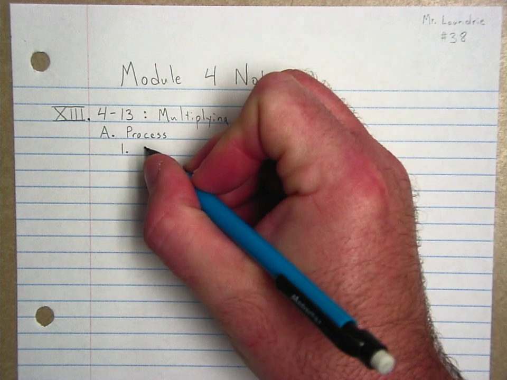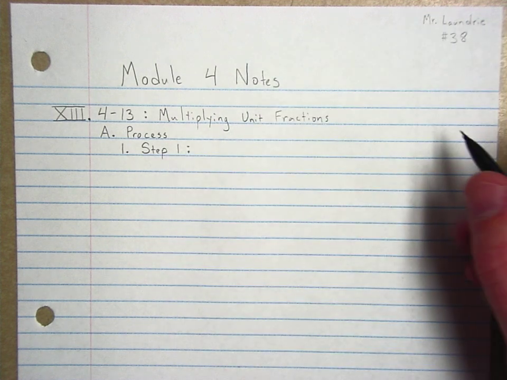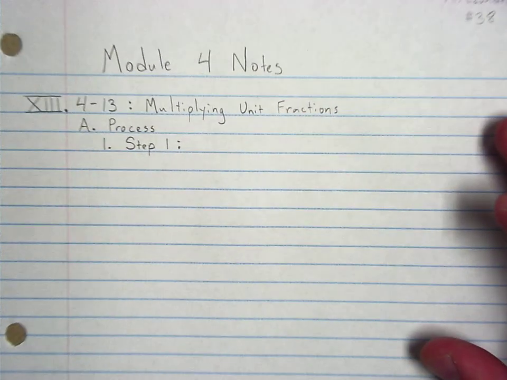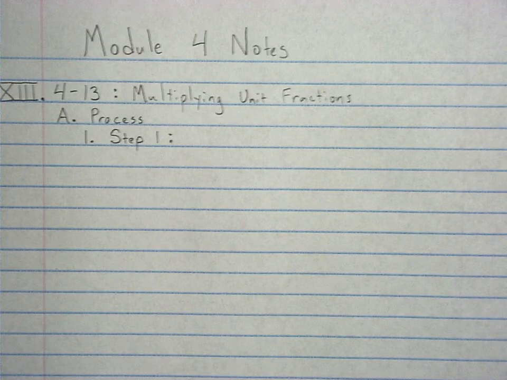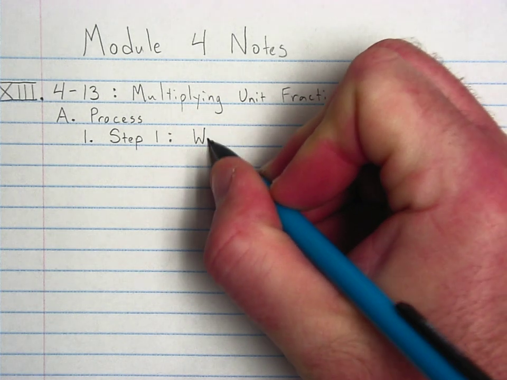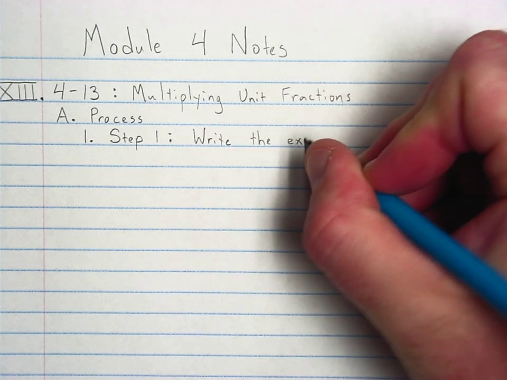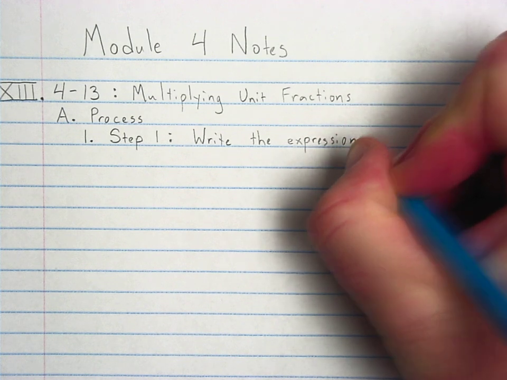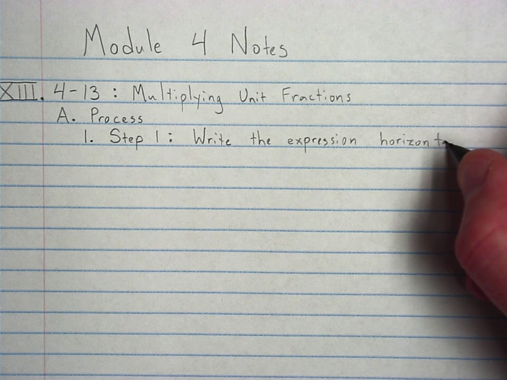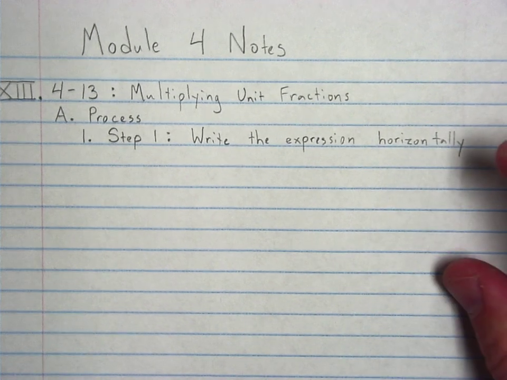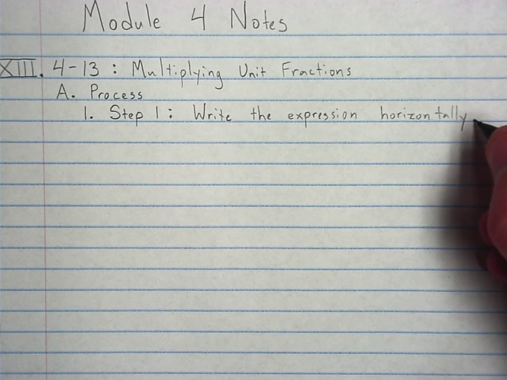Okay, step 1. The first thing you're going to want to do is the opposite of what I normally tell you to do. Fractions are going to be a special case. Most of the time we want to write things up and down, vertically, but not with fractions. With fractions, you are going to write the expression horizontally. Now, I should be clear. This is just with fraction multiplication and division. Obviously, when we're adding and subtracting fractions, we still write those up and down, vertically.